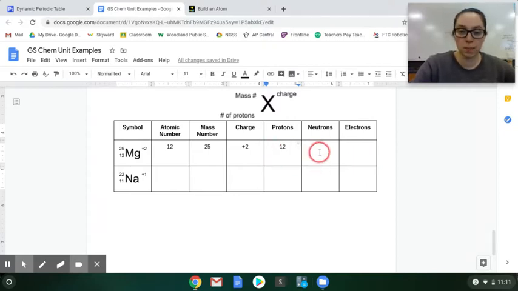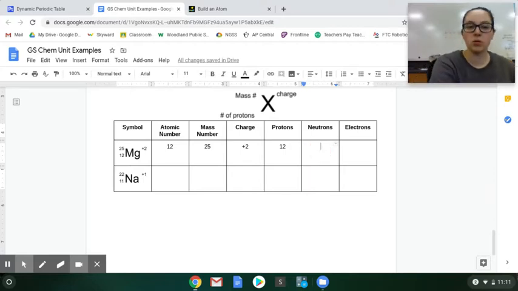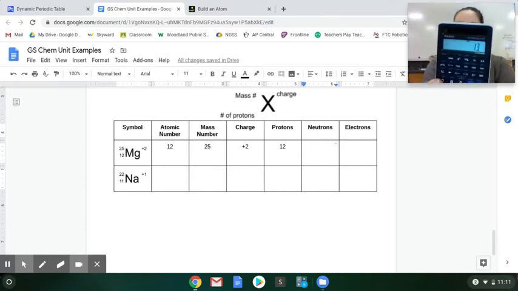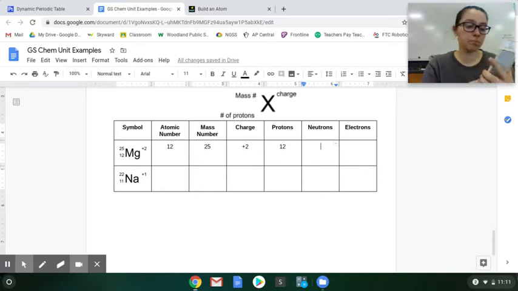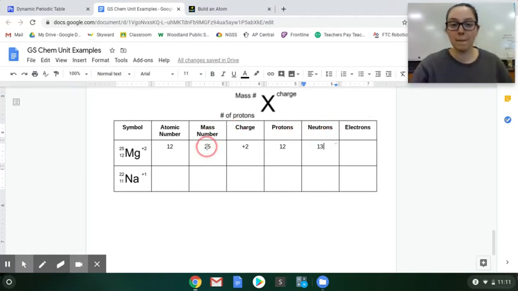My neutrons is my mass number minus my atomic number, which I believe is 13. But again, I don't trust myself with math very much, so I'm going to have to double check. Oh, look at that. I should start trusting myself. My number of neutrons is my mass number, 25, minus my protons, which is 12, and I get 13.